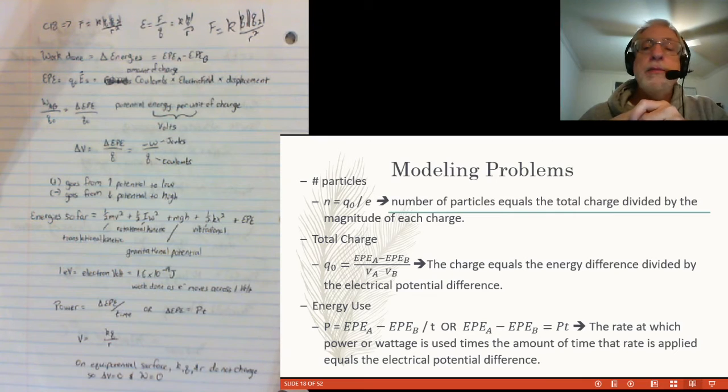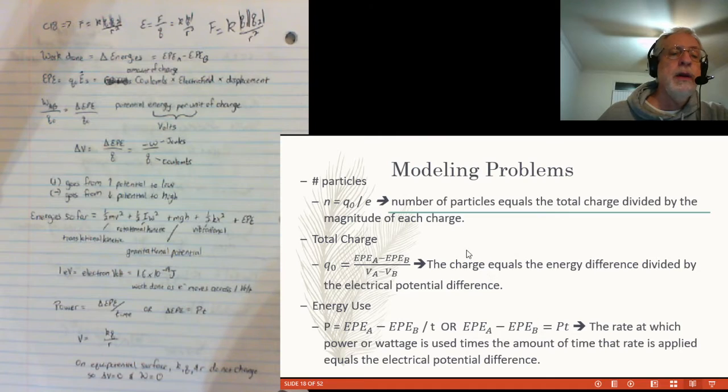We ended with some problems last time, and I want to talk a little bit about modeling problems, like some other types of questions that you could be asked. For instance, what if you were asked the number of particles? Well, the number of particles would equal the total charge divided by the magnitude of each charge, whether it be positive or negative.